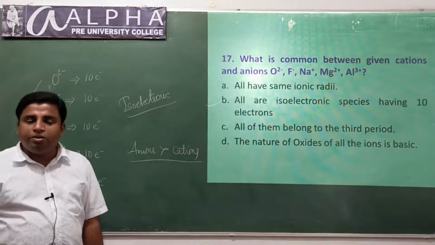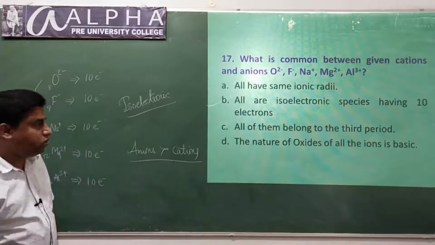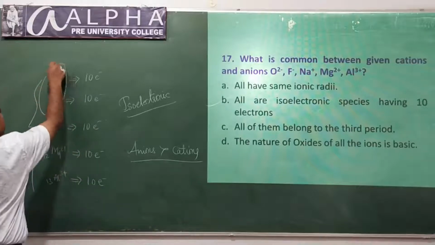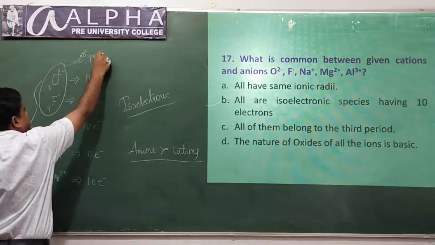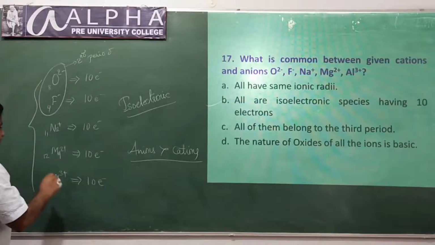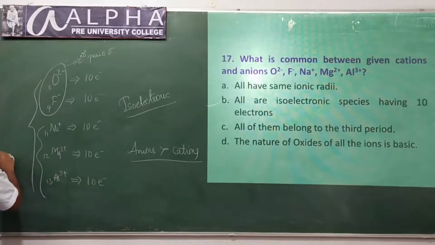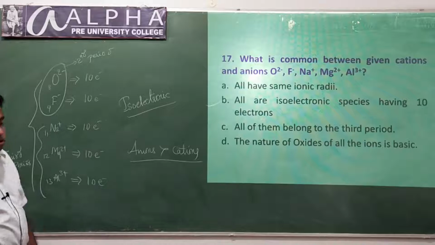All of them belong to the third period? No. Oxygen and fluorine belong to the second period, whereas sodium, magnesium and aluminium belong to the third period. So option C is also not correct.